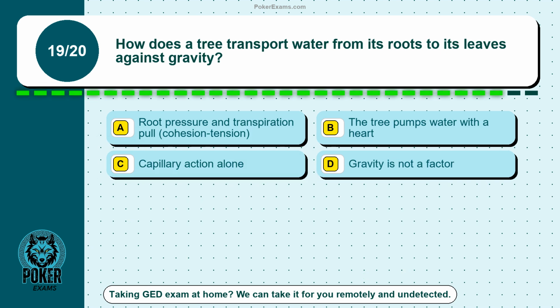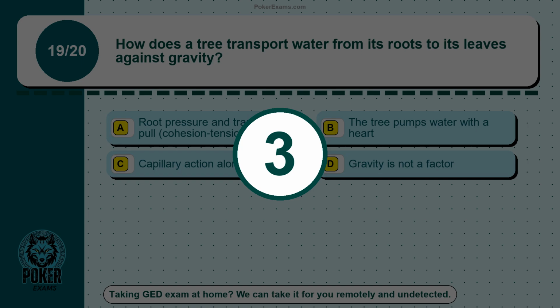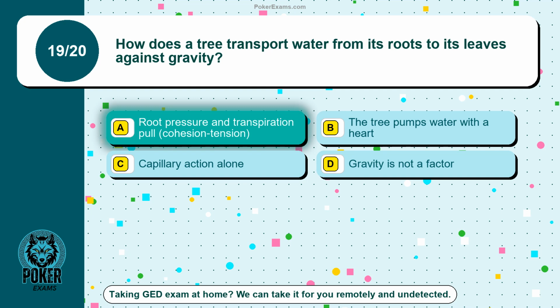Question 19. How does a tree transport water from its roots to its leaves against gravity? Option A, root pressure and transpiration pull, cohesion tension. Option B, the tree pumps water with a heart. Option C, capillary action alone. Option D, gravity is not a factor. The correct answer is option A, root pressure and transpiration pull, cohesion tension.